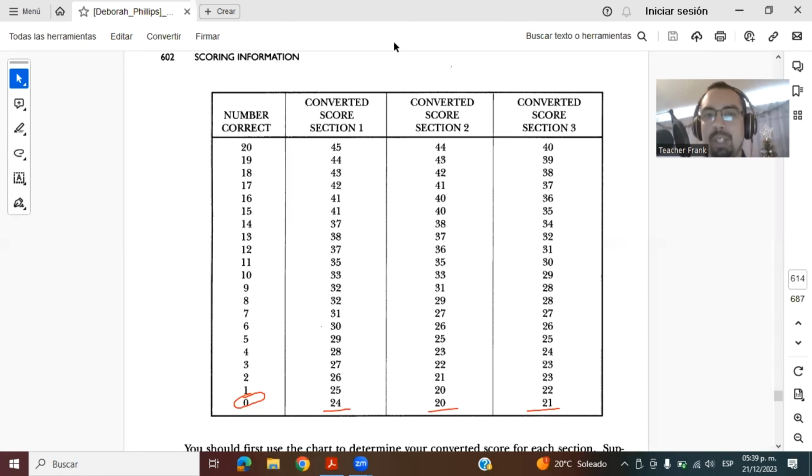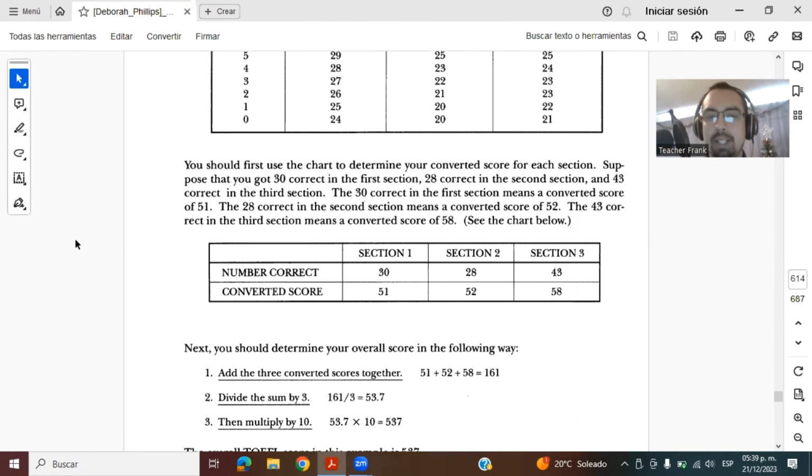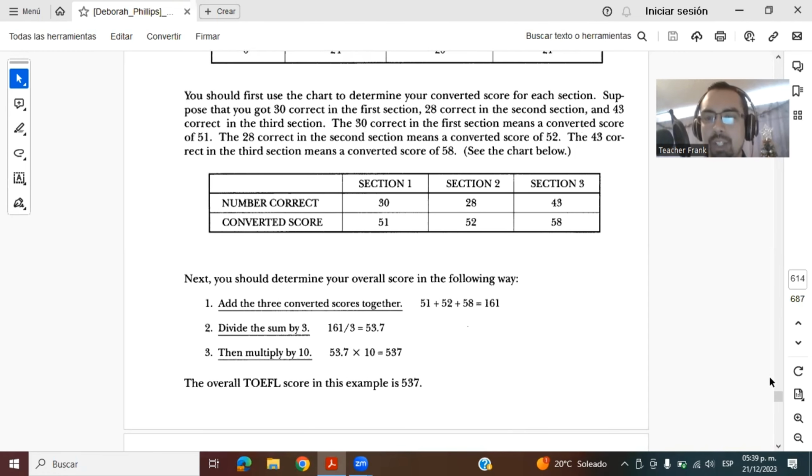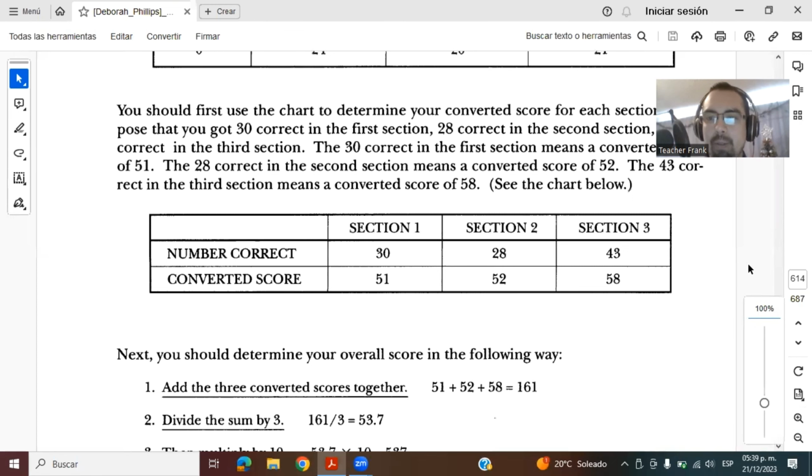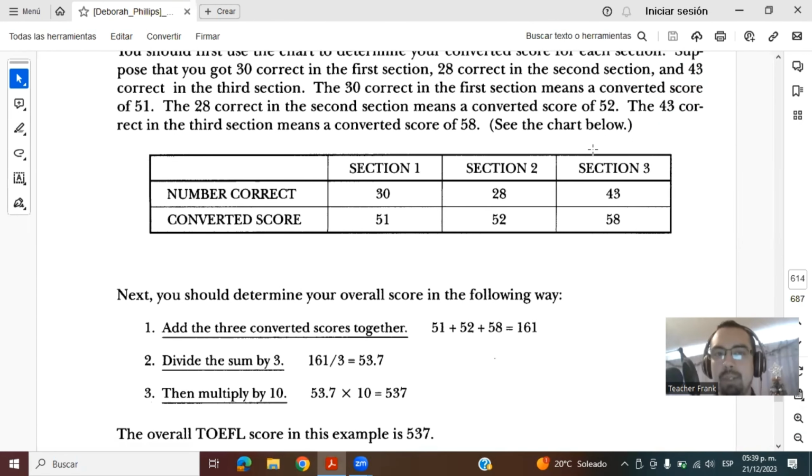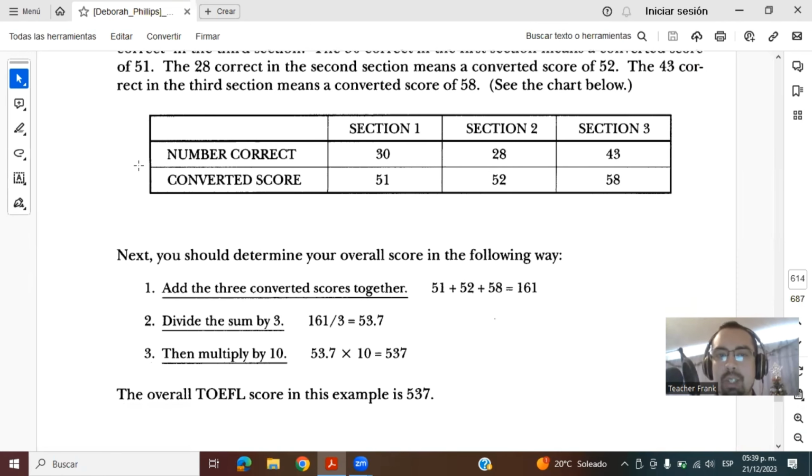Okay, let's go to the conversion. That's coming up next. Okay, the conversion is really quite easy. We're going to use an example so we can understand it a little bit better. So let's use this example. Let's say you got 30 correct in the listening. That's 51. You got 28 correct in the structure. That's 52. And you got 43 correct in reading.